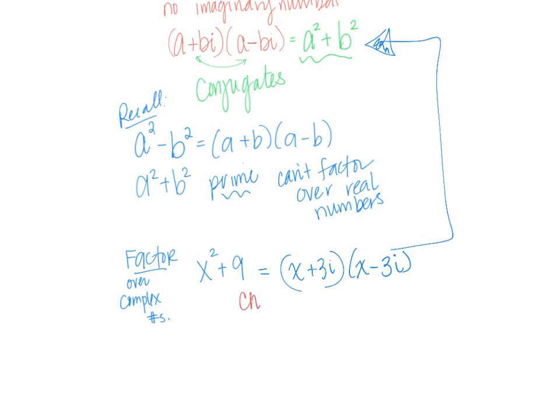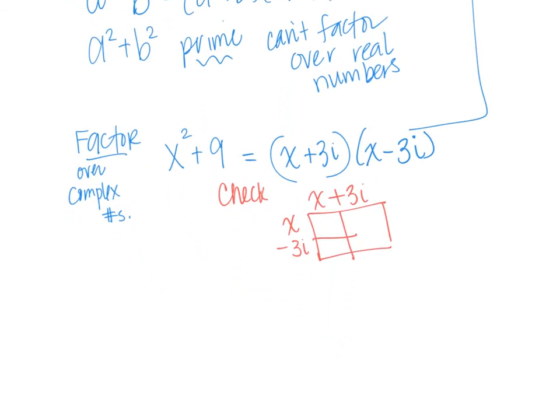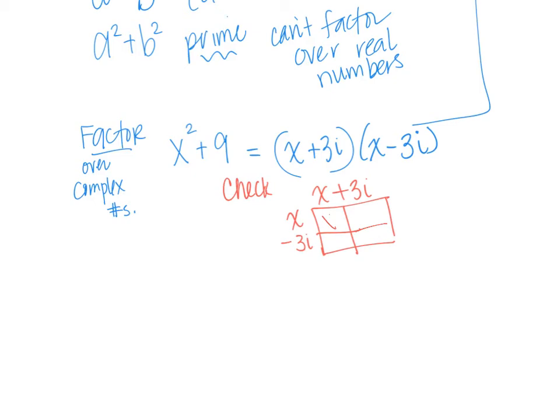And so if we want to check it, we can just multiply them and do a little box. You can also just distribute if you like that better, but I like how the box organizes a lot of my information. So this will be x times x is x squared. This will be a 3ix. This will be a negative 3ix. And then we have negative 9i squared. So you can see the middle term cancels like you'd want. So we're left with an x squared. And i squared is negative 1. So we have negative 9 times negative 1. That's where that positive 9 comes from. So there's our check.